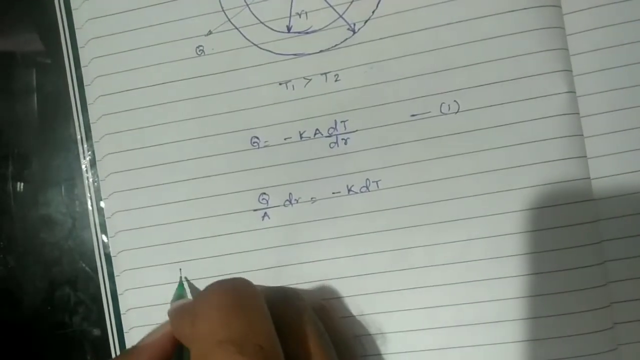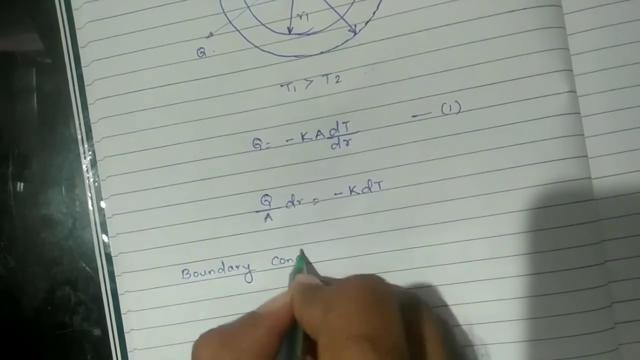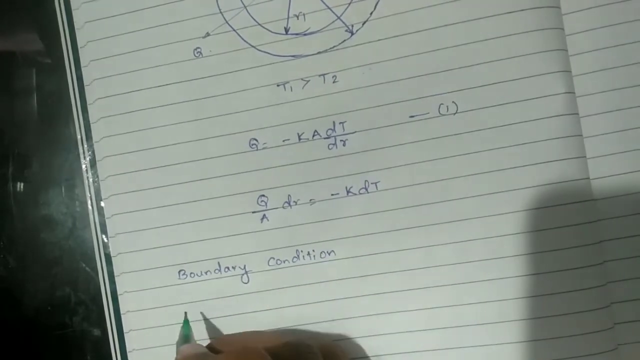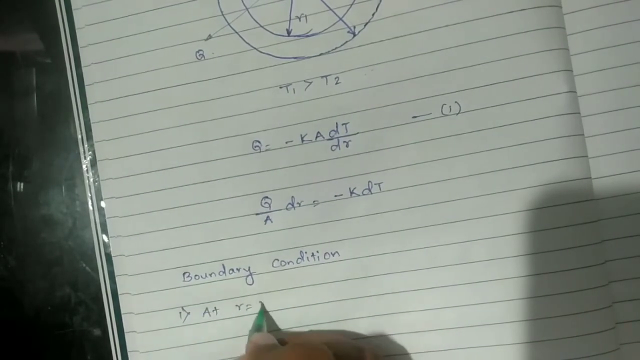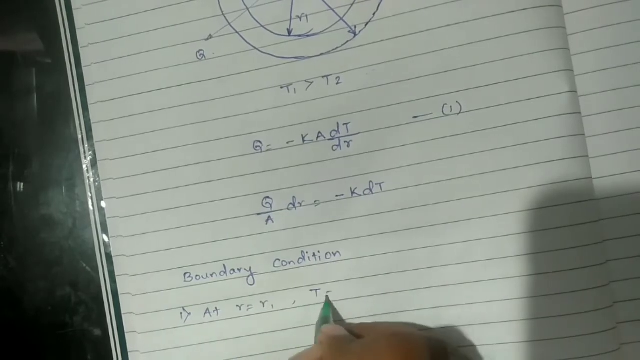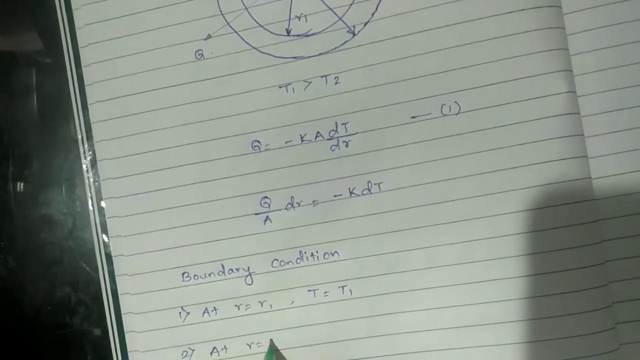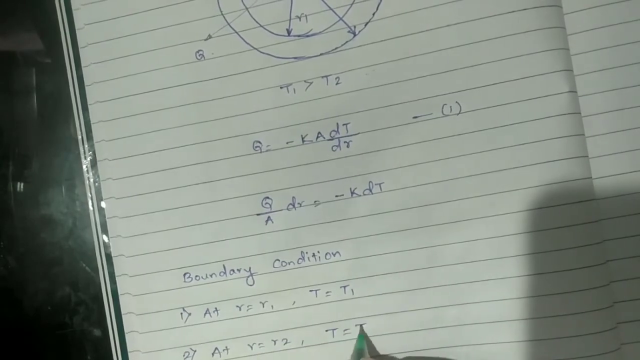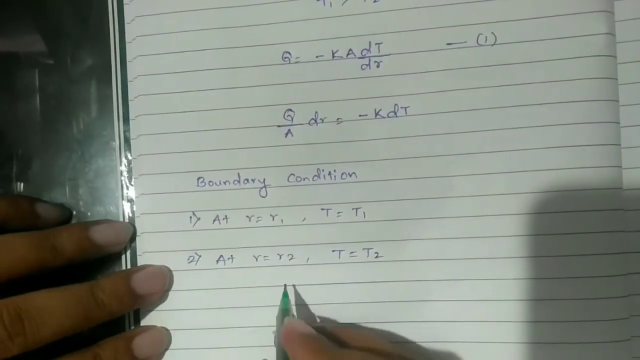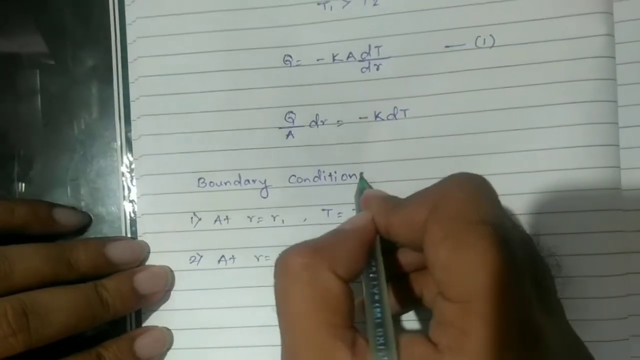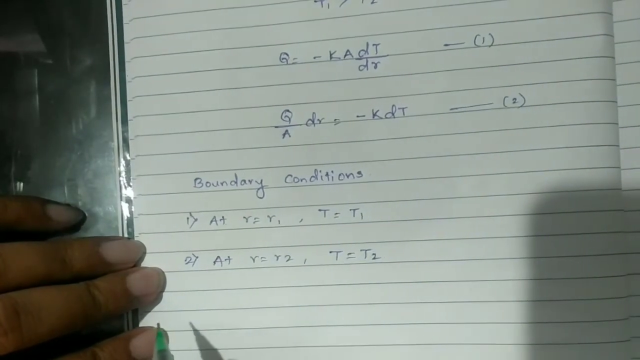In this case, the boundary conditions are: first, at r equal to r1, T equal to T1. Second boundary condition, at r equal to r2, T equal to T2. Now what are we going to do? We are going to apply these two boundary conditions to this rearranged equation number 2.